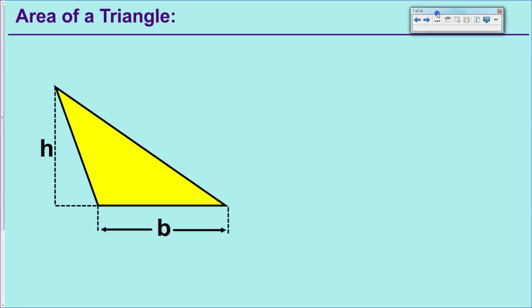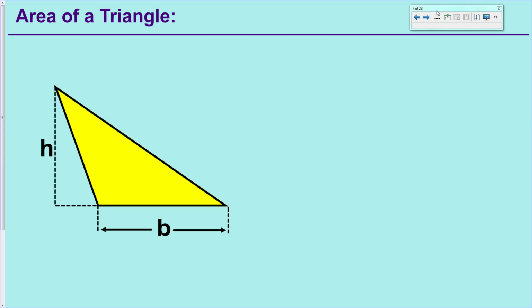So let's start talking about a little more complicated shapes than rectangles. Let's start with a triangle first. Okay, how do you find the area of a triangle? You probably have that formula memorized. But where did it come from? How do you get it? This is what I'm going to show you right now.